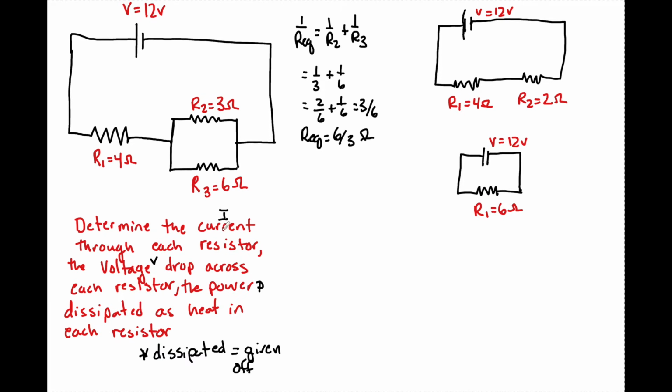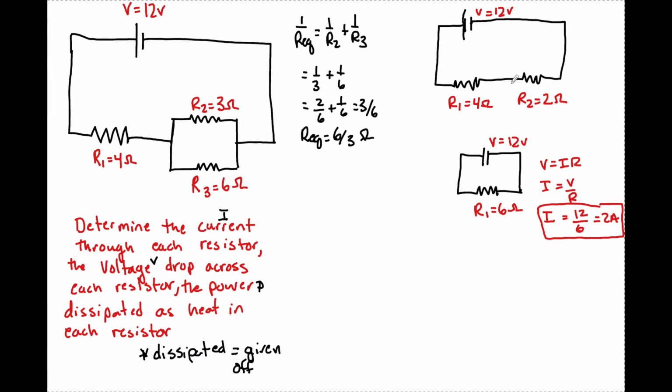But we want to know the current through each. We know the resistance already. So what I'm going to do is use V equals IR, and solve for the current through this resistor, which essentially is going to be the total current. I is going to be equal to 12 over 6, which is going to be 2 amps. Once I have this information, now I can start to work backwards and find the current through each one of these resistors, which will in turn help me find the voltage drop across each one and then the power.